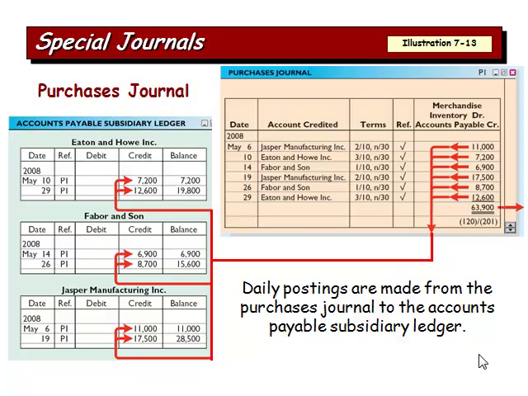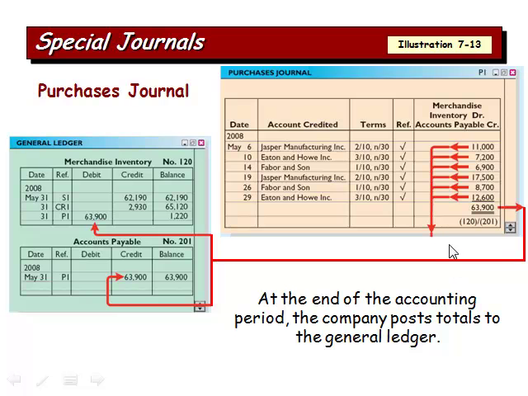Here is an example of a purchases journal, where we're buying things on account, and we have an accounts payable subsidiary ledger to keep track of who we owe money to. So we bought something from Jasper Manufacturing on May 6th. These are the terms, $11,000, and that got posted to Jasper here. We put a little check mark here to indicate we have it posted, and we reference over here, P1 means that it came from the Purchases Journal, page 1. The totals get posted at the end of the month. The 63.9 gets debited to merchandise inventory and credited to accounts payable.